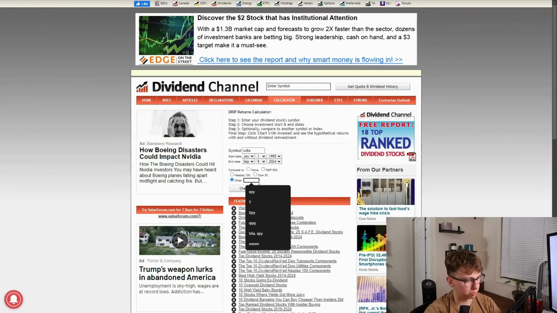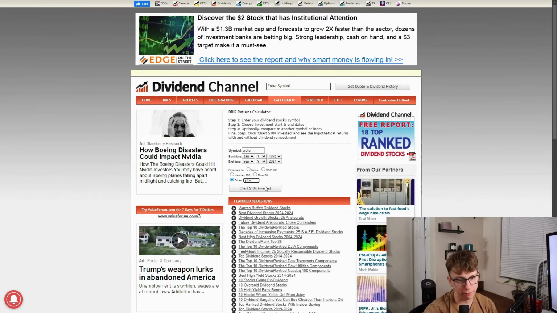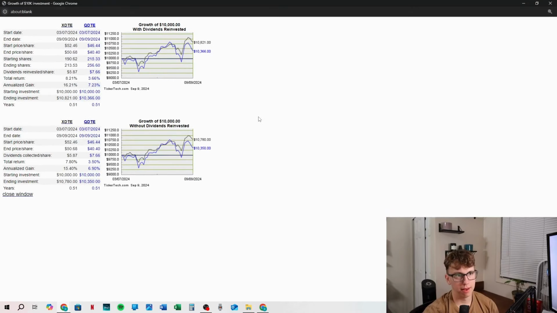Now let's compare this one to other. Let's do QDTE and see the difference. Now this one is very, very interesting. XDTE far outperforms percentage-wise QDTE. At an 8.21% to a 3.66% return with dividends reinvested and not reinvested, 7.8 to a 3.5. So more than double in both instances. Now I'm not saying one is better than the other. They probably both have their place depending on the assets and the fund that you like, but this is a big tell for me.